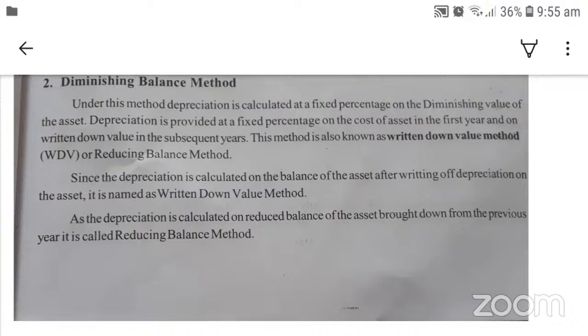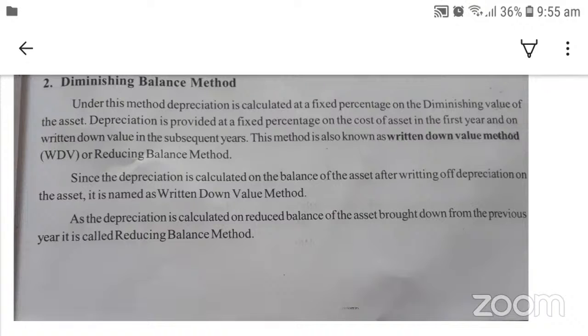Under this method, depreciation is calculated at a fixed percentage on the diminishing value of the asset. Depreciation will be calculated on the diminishing value. Every year, the cost minus depreciation, the remaining amount, is the written down value. On that written down value, we will calculate the depreciation.